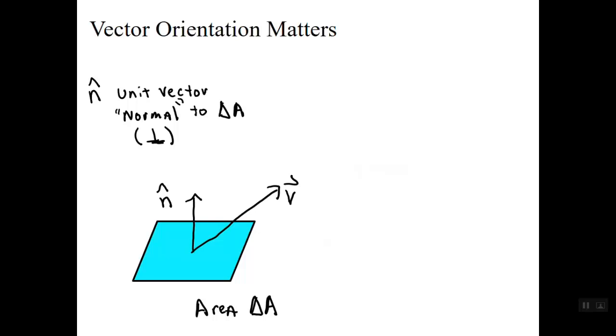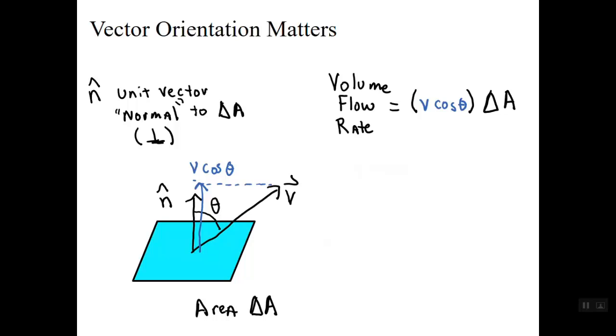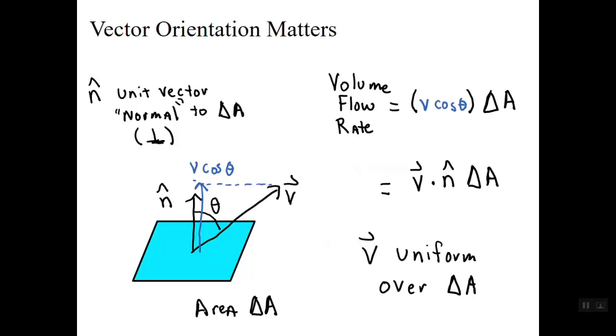Then that part of the velocity that we care about for computing the volume flow rate would be the component that lies along n hat. That is, the volume flow rate would then be v cosine theta times delta A. We can write this as the scalar product of vector v and n hat times delta A. Again, we're assuming here that the velocity is uniform over the area delta A.